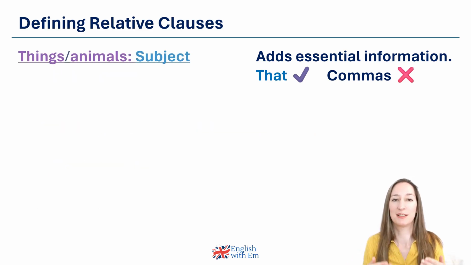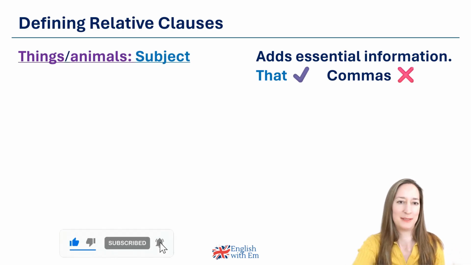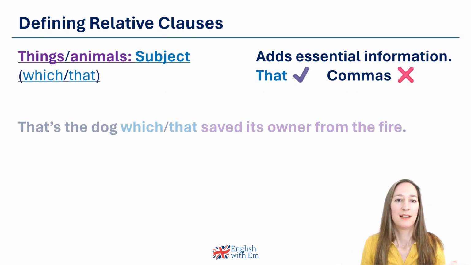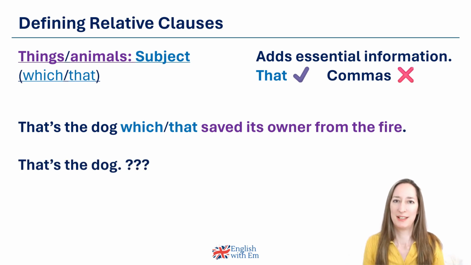Now let's look at some examples with things or animals, where the animal or thing is the subject of the clause. So we use which or that. That's the dog which saved its owner from the fire. Again, essential. That's the dog. Which dog? The dog that saved its owner from the fire. Who saved its owner? It saved them. So we've got a subject here, it.